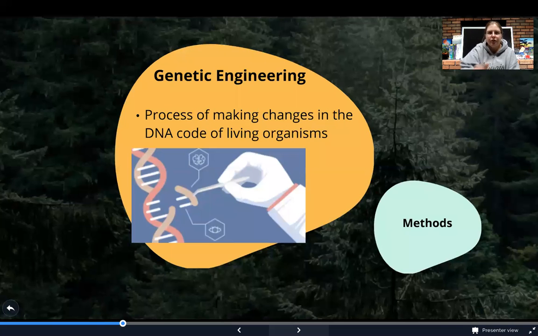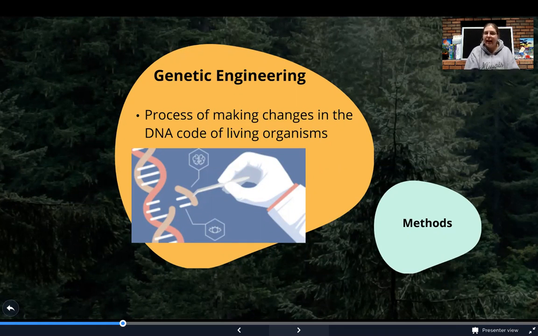We also have something called genetic engineering, and this is a process of making changes in the actual DNA of a living organism. So when we talk about the word engineering, it means to make something, to design it. And genetic engineering is essentially changing the genes so that we are adding specific traits to an organism's DNA.